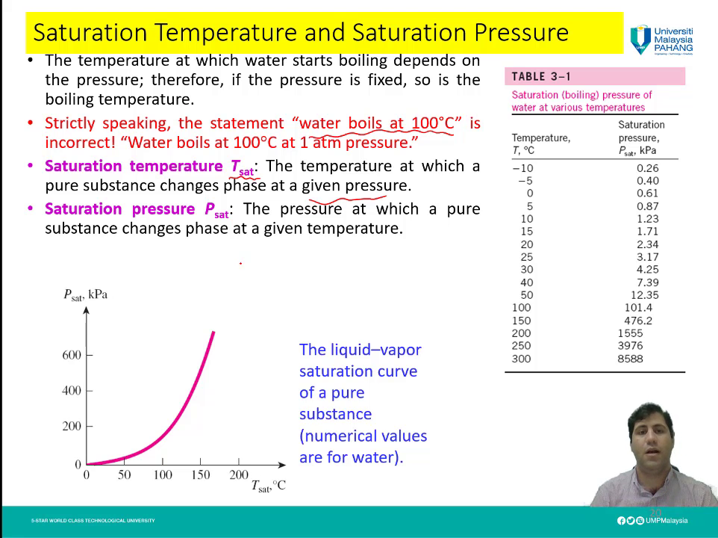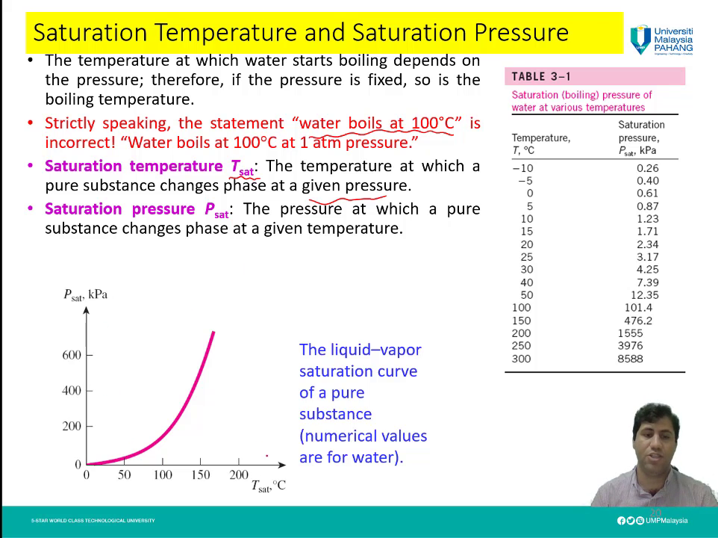A simple example is water. Water is not boiling at 100 degrees Celsius in all areas. You may have experienced that at higher elevation, water will boil faster, or at lower temperature. This is because of the lower atmospheric pressure at higher elevation.